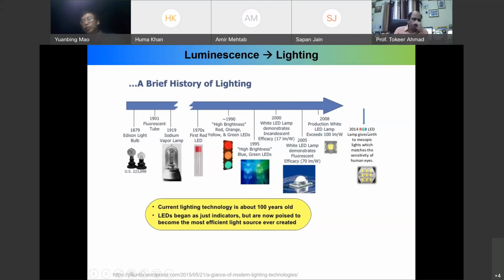And then in 2014, RGB LED lamps gave birth to mesopic light, which matches the sensitivity of human eyes. So that gives us some history of the current light technology. When we look at this brief history, we can tell that the current lighting technology is about 100 years old. LEDs began as just indicators, but are now poised to become the most efficient light source ever created.